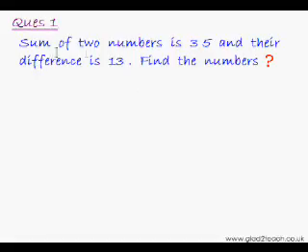Now we are doing word problems based on simultaneous equations. We are starting with a very simple question, so I'm sure that you'll be able to do it in no time. Sum of two numbers is 35 and their difference is 13. Find the numbers. Start.